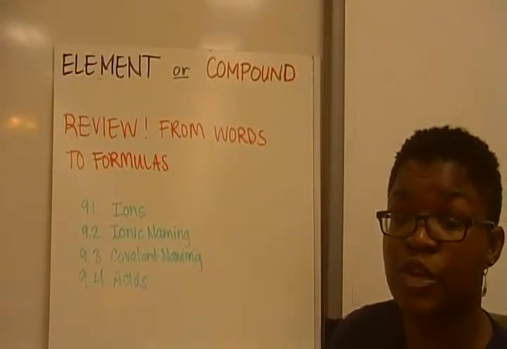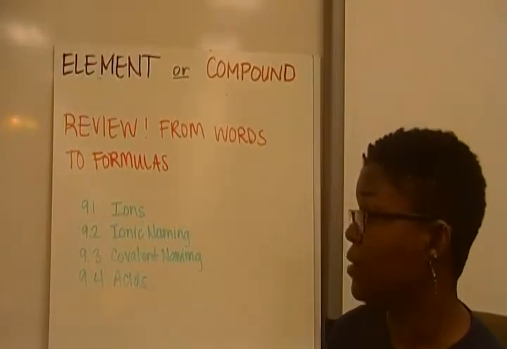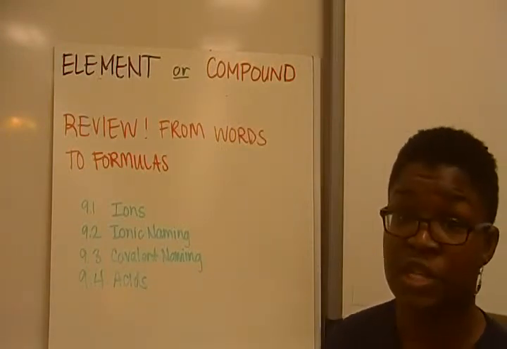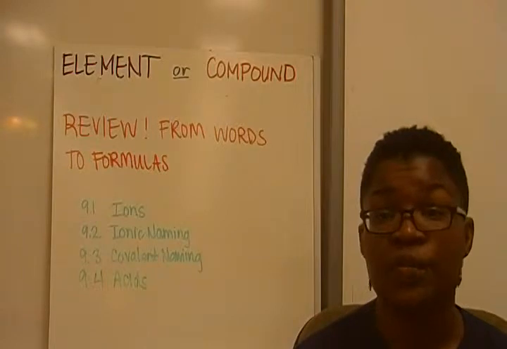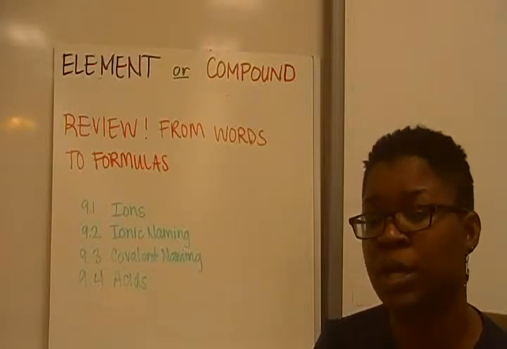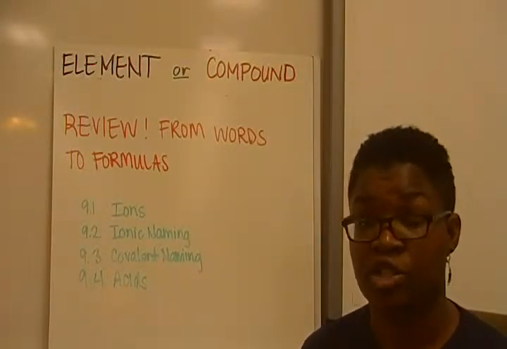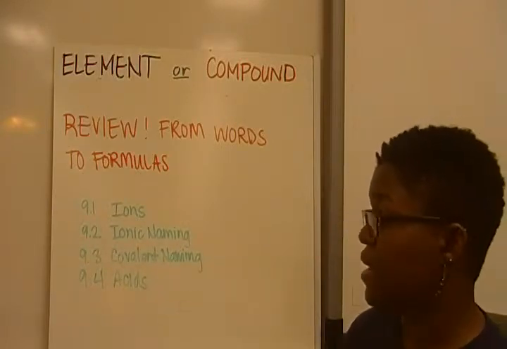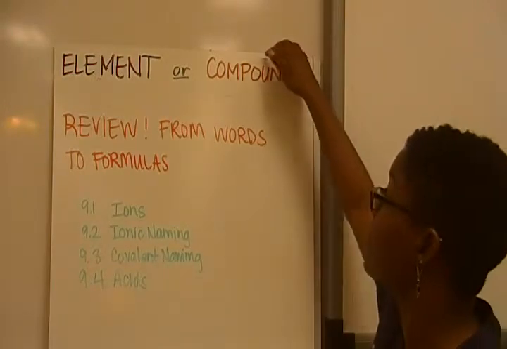the textbook itself. So 9.1 covers ions and polyatomic ions. Naming is inside section 9.2. Covalent naming is in section 9.3. Covalent naming is often referred to as molecular naming. I prefer covalent because it explains how they really are, meaning they are covalent. They are sharing their electrons together. And then the last section that shows you how to name is 9.4, which covers acids.